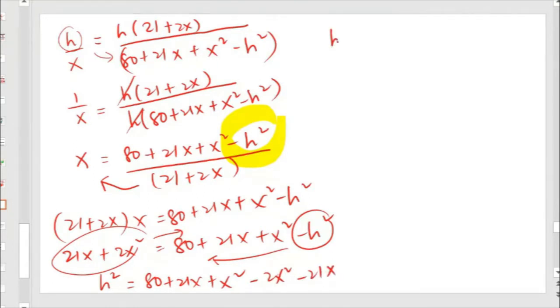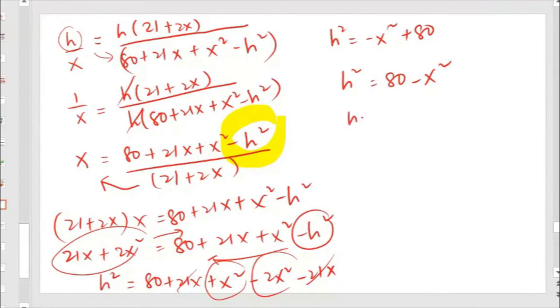So now h squared equal to, okay, 1 minus 2, so it's negative 1. Okay, negative x squared. So 21 minus 21, 0 plus 80. So h squared equal to 80 minus x squared. H equal to what? H equal to plus minus square root of 80 minus x squared.